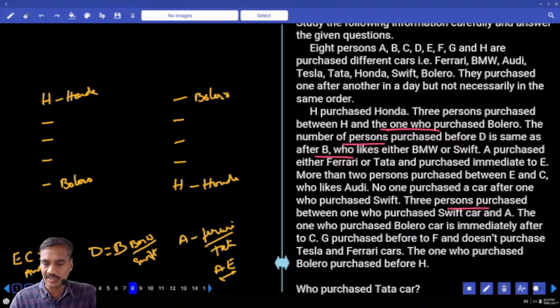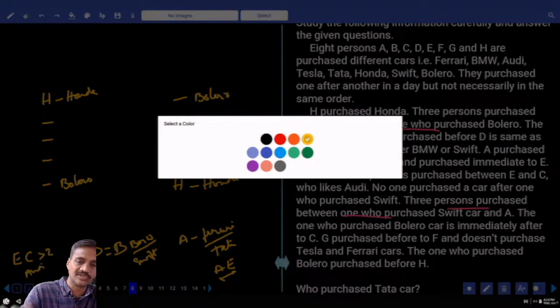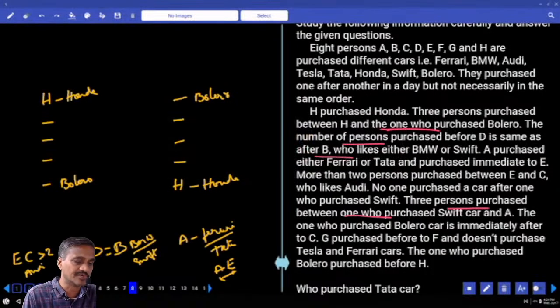Then next one, 3 between Swift and A. Now between Swift and A, how many are there? There must be exactly 3. Now Swift is at the last, clearly given, isn't it? As Swift is last, clearly given, how many persons are there?